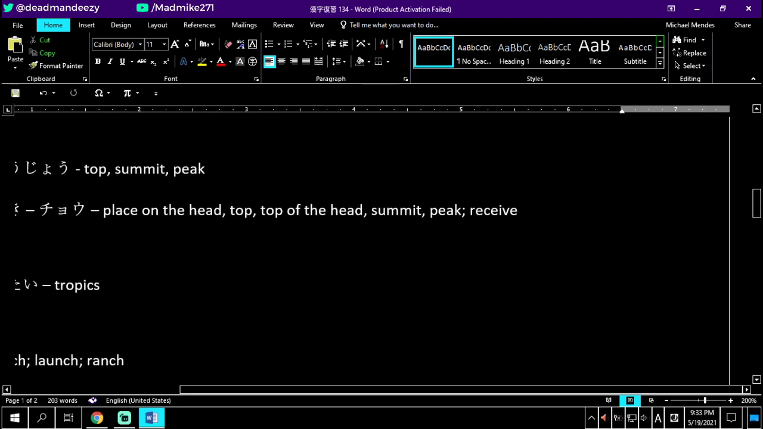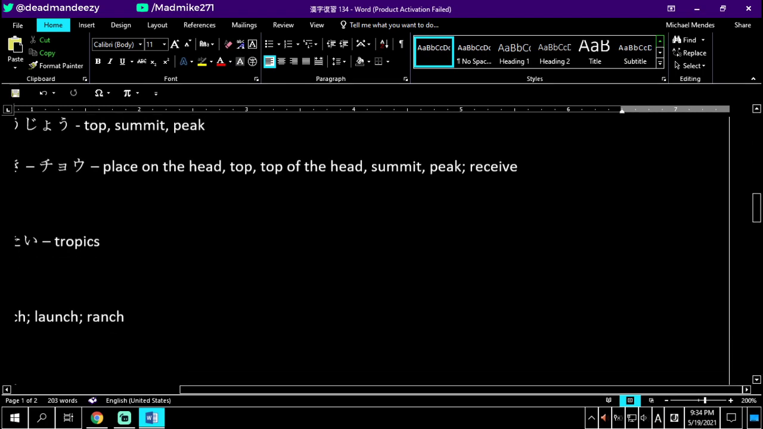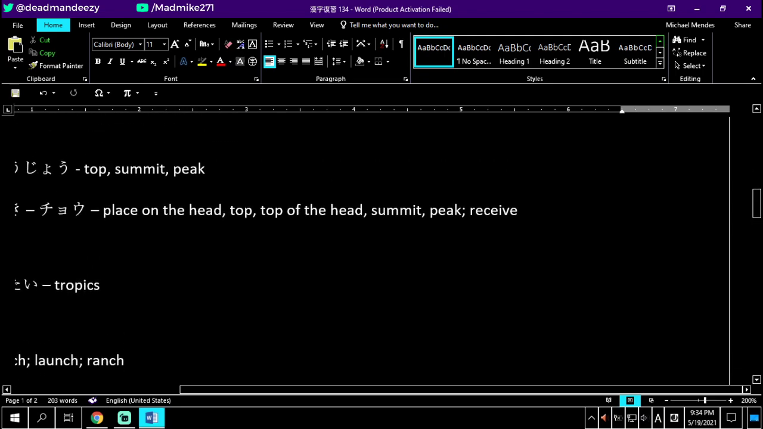Next is the tropics, which is nettai, or the belt of heat. Belt of fever. Net for heat. Belt of tropics.